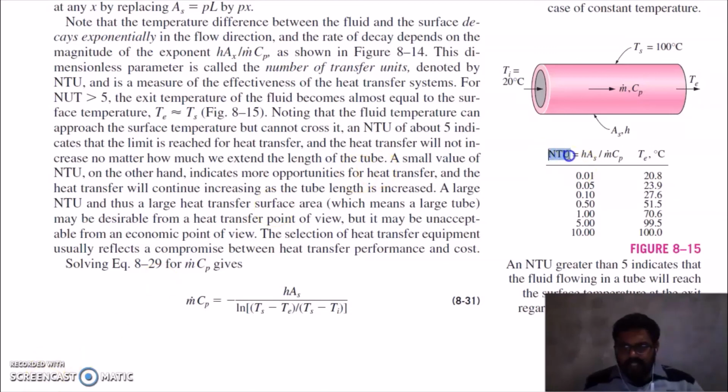So one method of increasing NTU is by increasing surface area As, which you can do by increasing the length of tube. But if you increase the As and you increase the NTU beyond this limit of 5, it is useless. A large NTU and thus a large heat transfer surface area may be desirable from a heat transfer point of view, but it may be unacceptable from an economic point of view. The selection of heat transfer equipment usually reflects a compromise between heat transfer performance and cost.